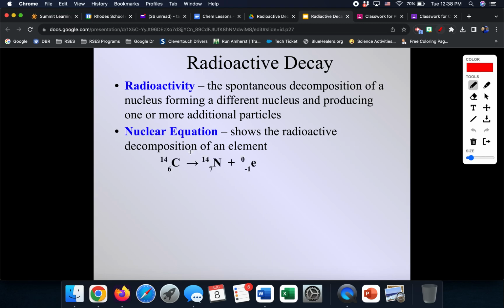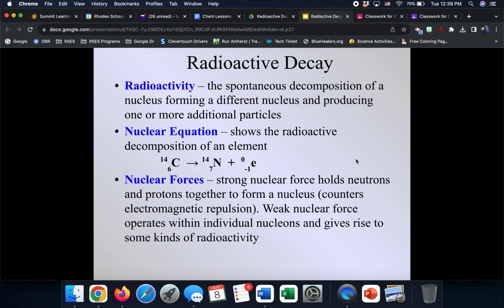In it, for instance, here, carbon-14, given enough time, will break down into nitrogen-14. How? Well, first of all, it gains a proton, but it also loses an electron, and it's going to be a different element now. Nuclear forces are what hold neutrons and protons together to form a nucleus, and eventually they break down over time.